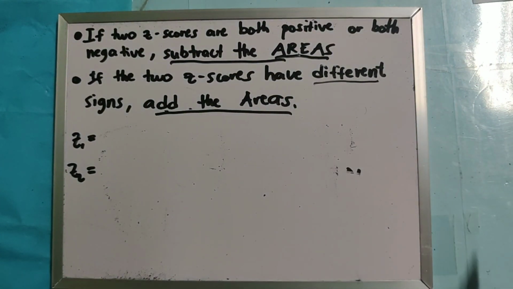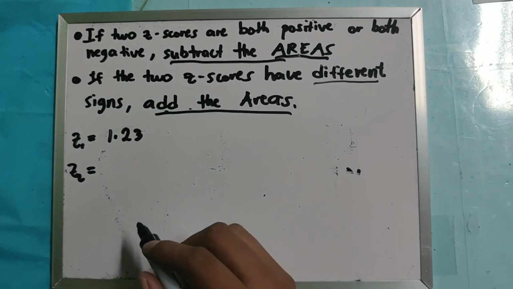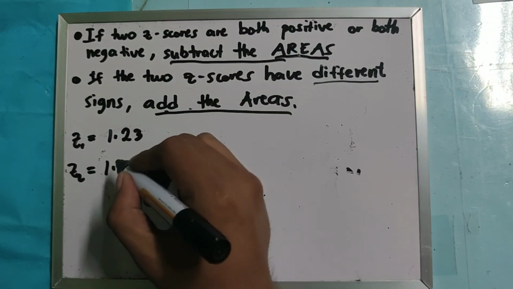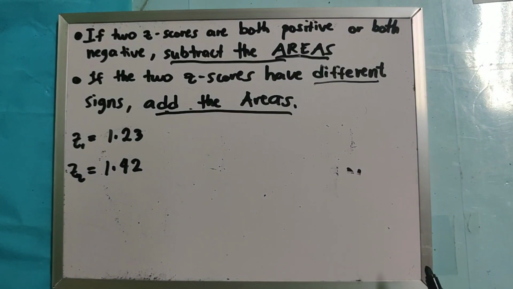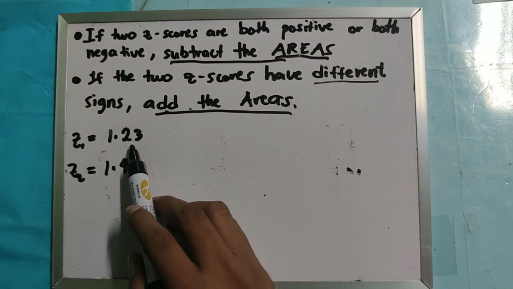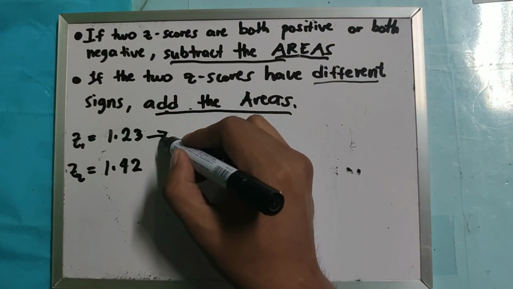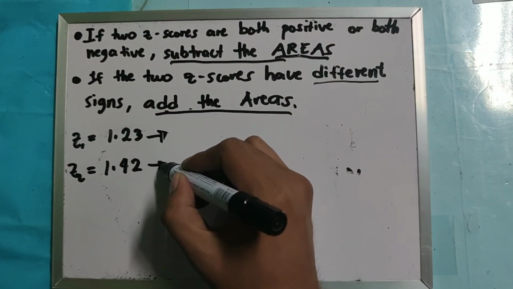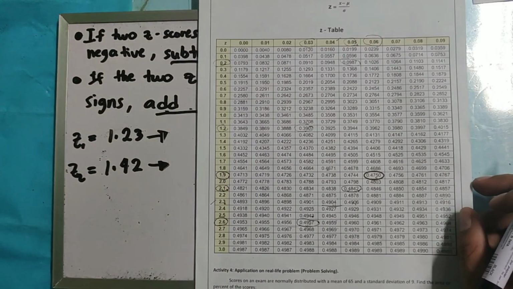Find the area under the standard normal curve bounded by 1.23 and 1.42. Okay? So, find the area under the standard normal curve bounded by z is equal to 1.23 and z is equal to 1.42. So, ano unang gagawin natin? We are going to find their areas. So, find the areas of 1.23.